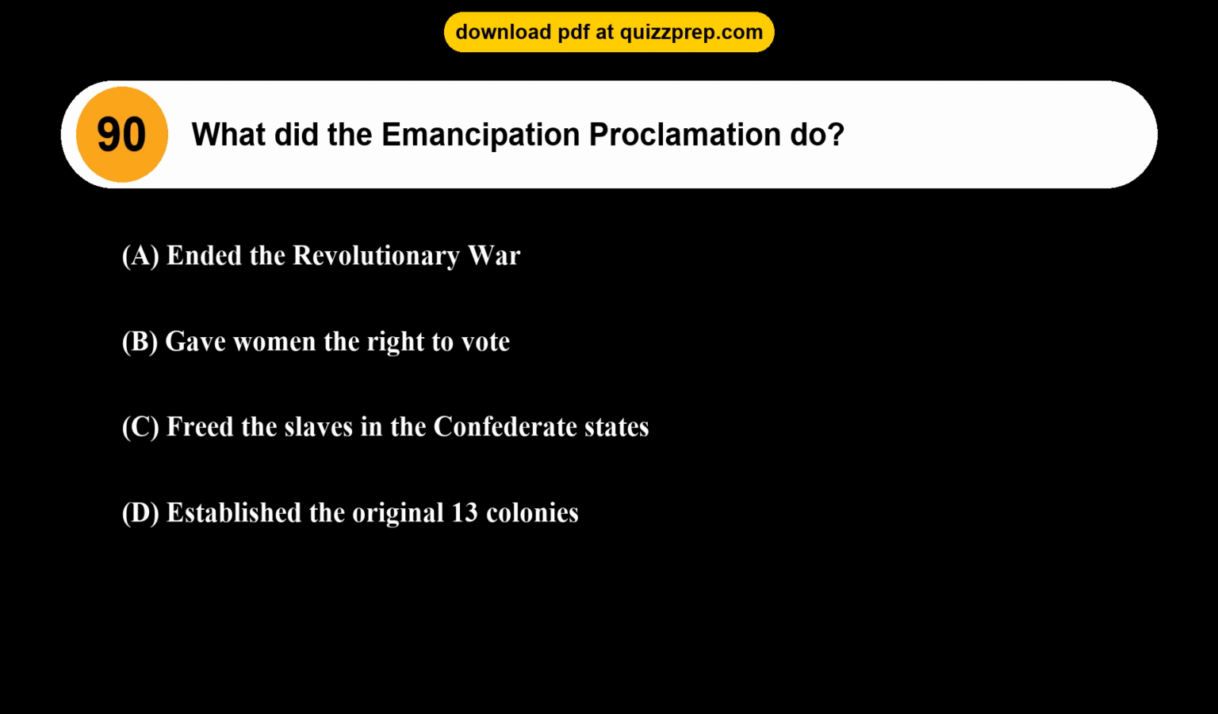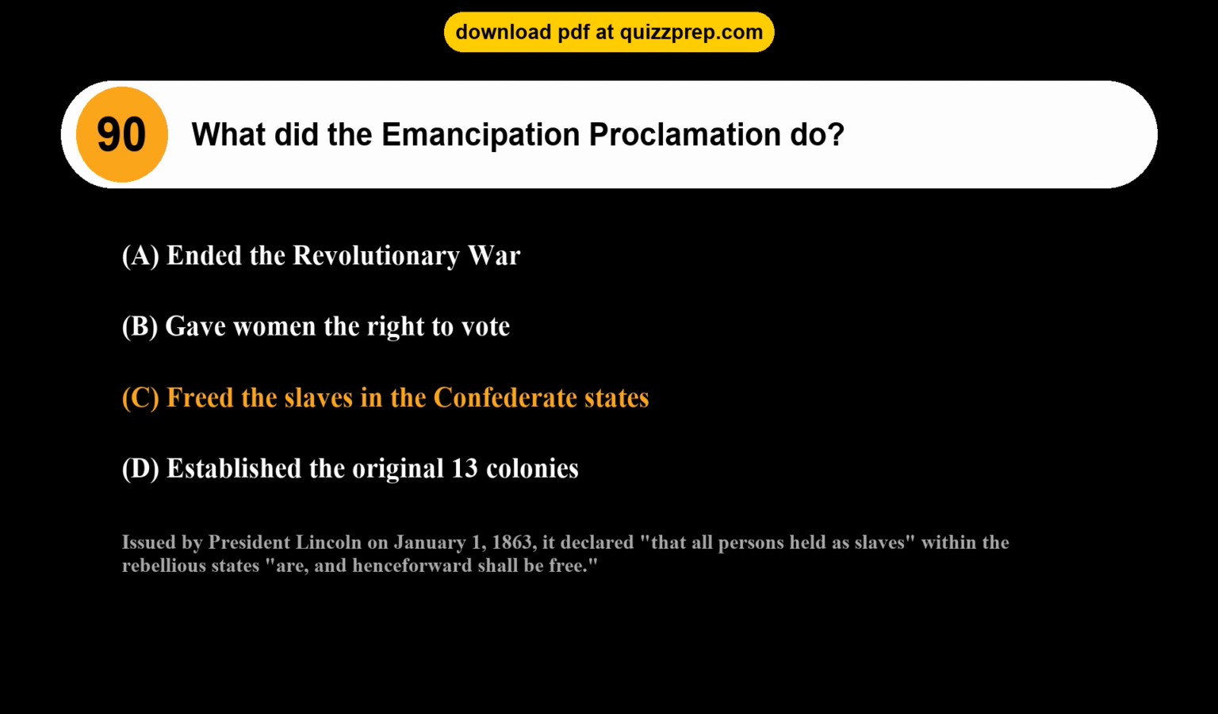Question 90. What did the Emancipation Proclamation do? Option A, ended the Revolutionary War. Option B, gave women the right to vote. Option C, freed the slaves in the Confederate States. Option D, established the original 13 colonies. The correct answer is option C, freed the slaves in the Confederate States. Issued by President Lincoln on January 1, 1863, it declared that all persons held as slaves within the rebellious states are, and henceforward shall be free.